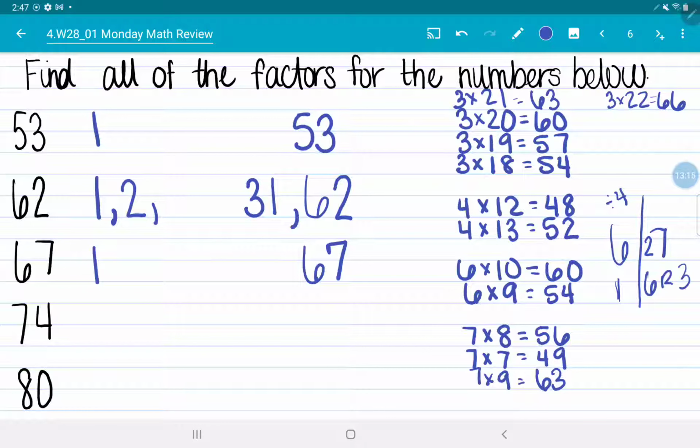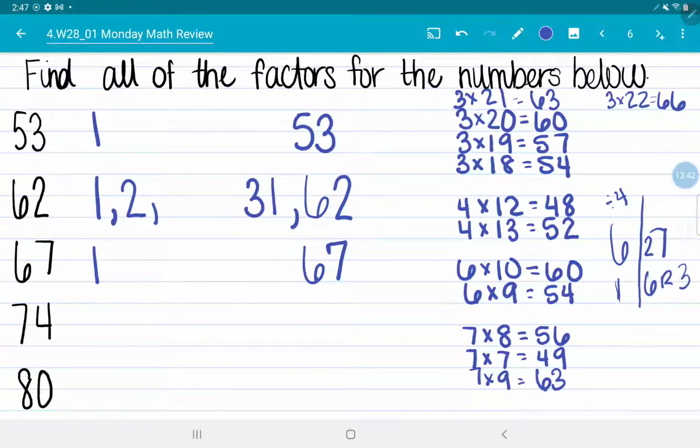10. Nope. It doesn't end in a 0. 11. Nope. It's not 66. 12. 12 times 5 equals 60, and then times 6 will be 72. Okay, very good. So we know 12 is not a factor. So what kind of number is 67? Prime. The prime number, another prime number.